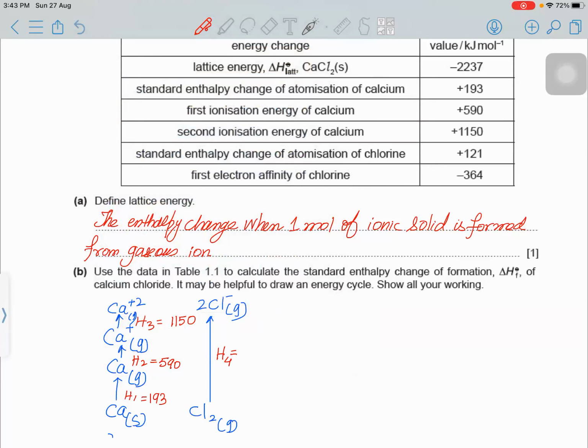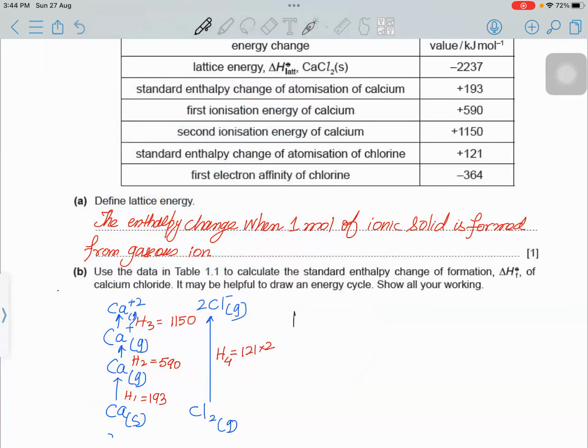So 121 divided by 2 times 2? No. Whenever atomization is given, just write 121 multiplied by 2 because two atoms are formed. Whenever bond energy is given, bond energy divided by 2 multiplied by this number. Are you getting my point or not? Okay, sir. Now this is 121.